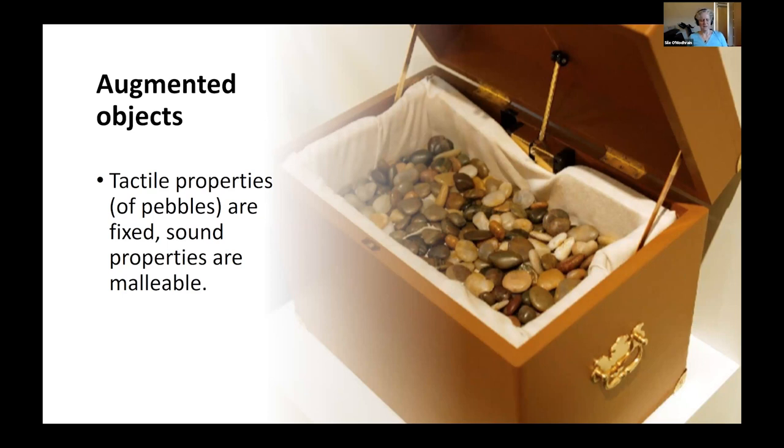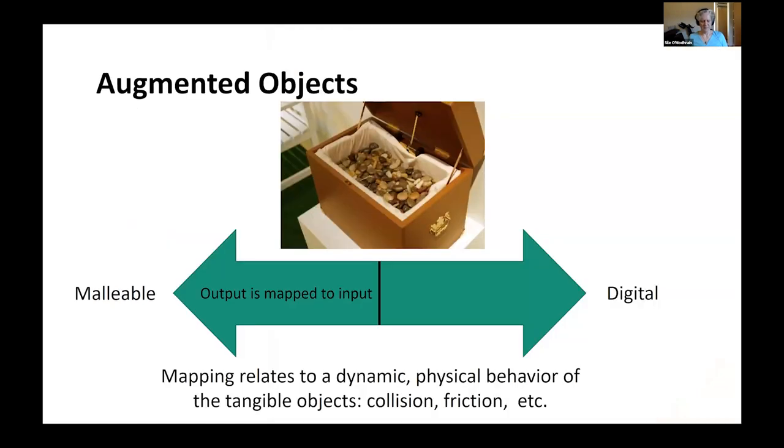So now you can move your hand through pebbles and hear your hand moving through water. So this is an interesting twist on augmented objects, because it suggests that the relationship between, in this case, touch and sound could be more malleable than you might think. So it's not just tangible, it's that you can take some dynamic physical behavior of one set of objects and use it to control the dynamic behavior of sounds that are related to those objects through some aspect of their physics.